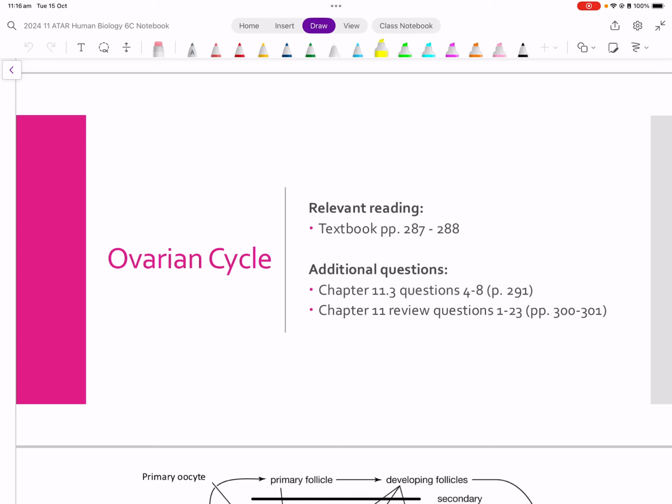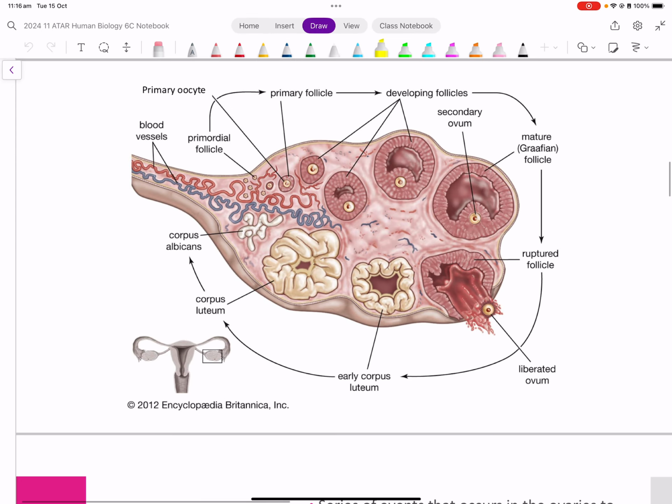In this lesson, we're going to have a look at the ovarian cycle. So to start us off, we're going to have a quick look here at the ovary. And as you can see within this ovary, starting over on this left-hand side, we have all these tiny little primordial follicles. Inside these primordial follicles is the development, or the early stages, of our oocyte. So think about our oogonium.